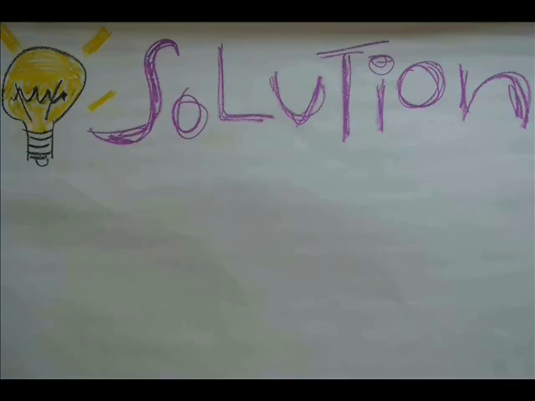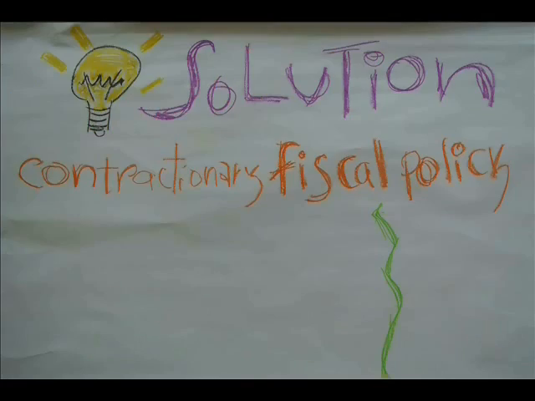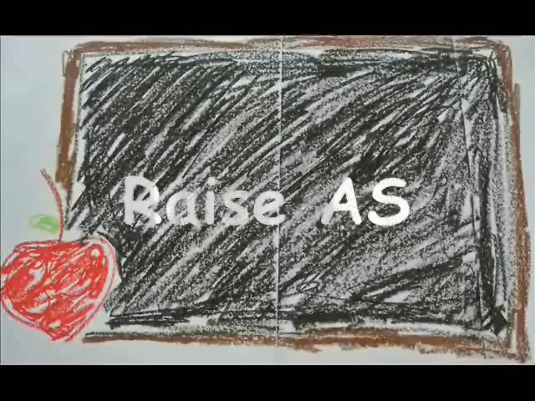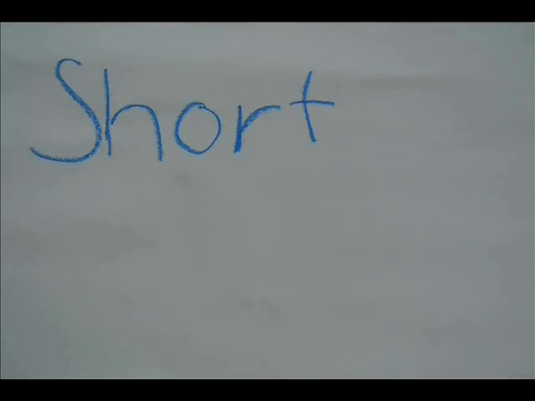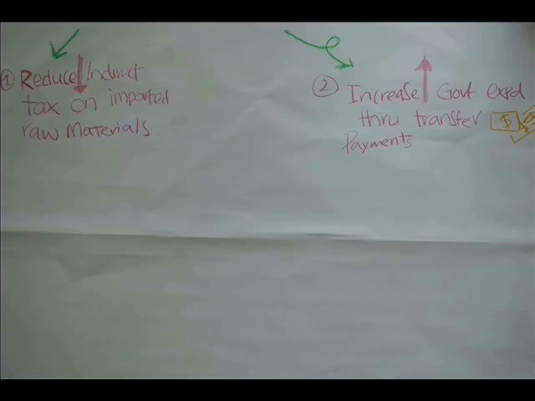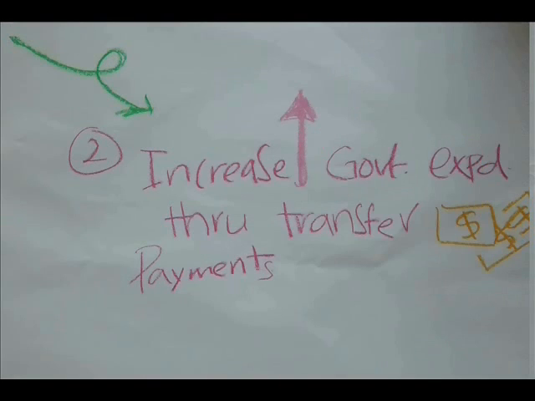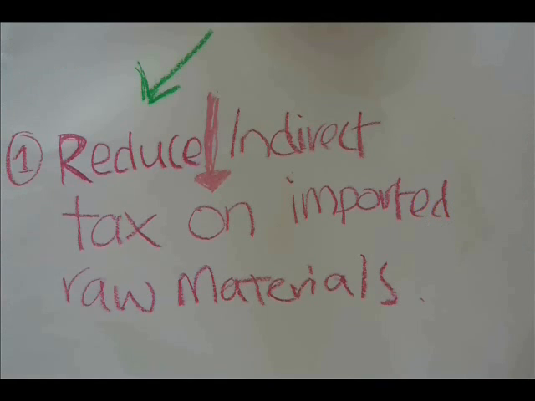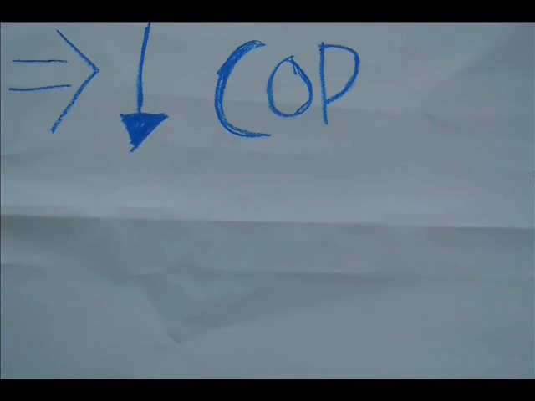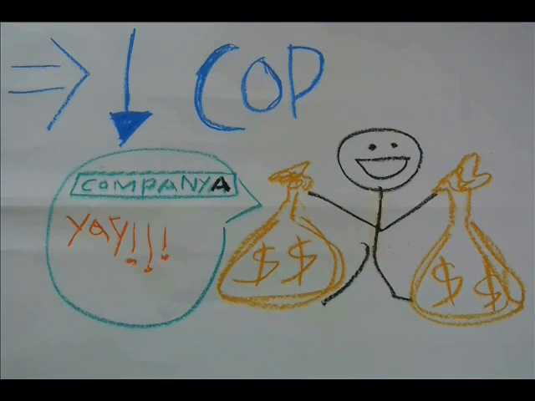Therefore, the solution is contractionary fiscal policy. To reduce inflation, we need to raise AS. In the short run, we can reduce indirect tax on imported raw materials or increase government expenditure through transfer payments. If the government reduces tax on raw materials, cost of production decreases. Companies bear lesser of inflation.